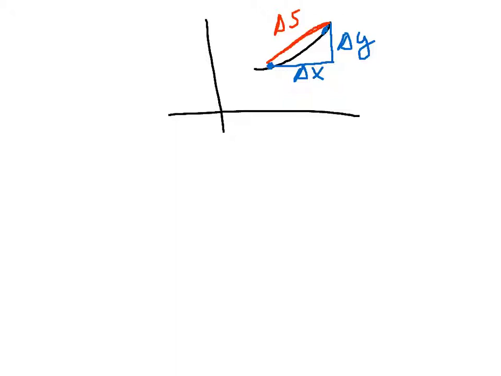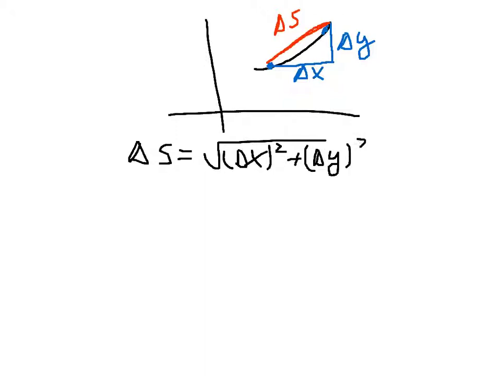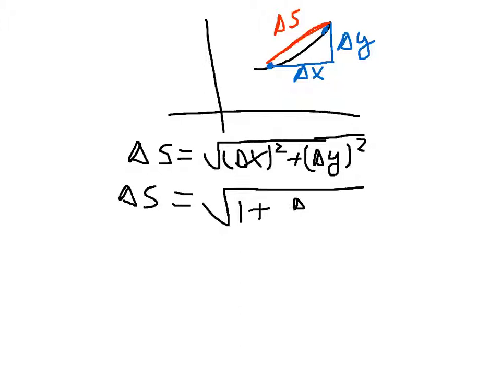So it shouldn't be very difficult for you to understand that delta s is equal to the square root of delta x squared plus delta y squared. And again, I'll leave out a lot of the steps, but being bright boys and girls, you should be able to figure out that this is equivalent to this expression: the square root of one plus (delta y over delta x) quantity squared, times delta x. That should be fairly easy for you to verify.